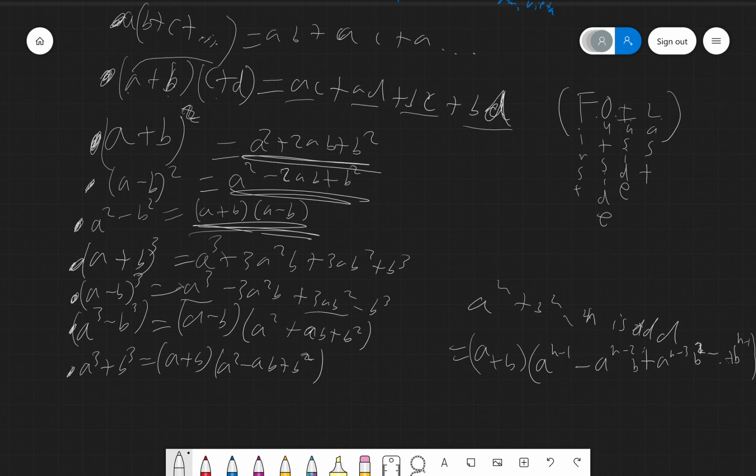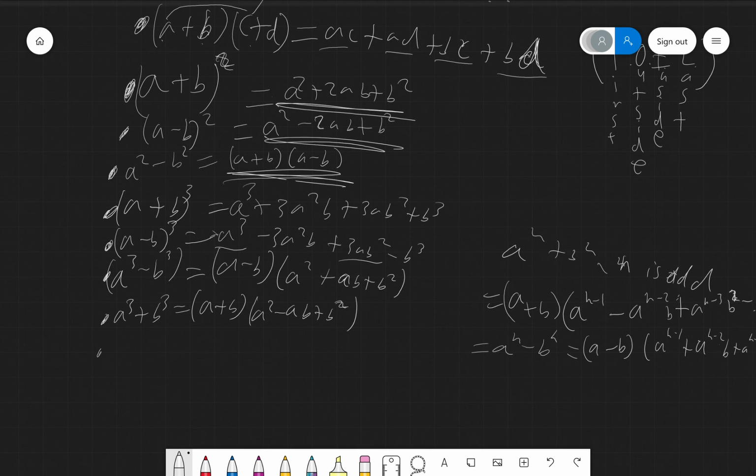And then a to the n minus b to the n, where n is anything in this case, is (a - b) times a to the n minus 1 plus a to the n minus 2 b plus a to the n minus 3 b squared plus dot dot dot all the way plus b to the n minus 1. So the pattern in this is there's no alternating plus minus, it's just plus plus plus plus. And as a goes down, b goes up. Okay, simple.